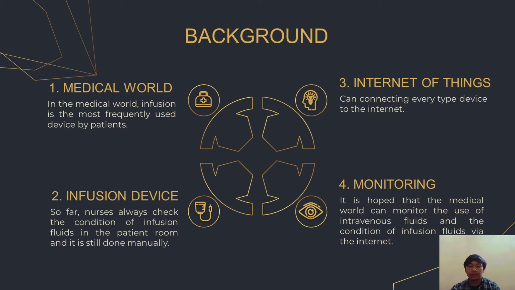Number 3, Internet of Things. It can connect every type of device to the internet. With the use of IoT technology, the health sector can apply it to several medical equipment in hospitals and health centers. Medical equipment that uses IoT technology has an advantage compared to ordinary medical equipment because it can take into account accuracy and efficiency more.